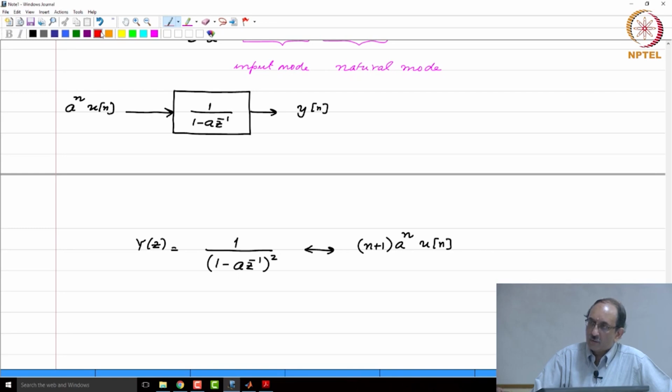So, the input mode is a power n u of n. The system mode also is a power n u of n. What will happen when you excite a system at its natural modes? I thought I heard someone say the right answer.